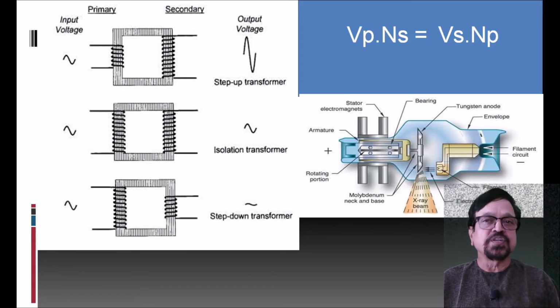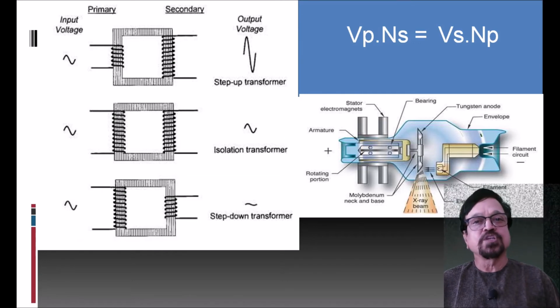If you give 100 volts, it will put out more than 100 volts. And how much more voltage you want depends on the coils. Now second is the isolation transformer.